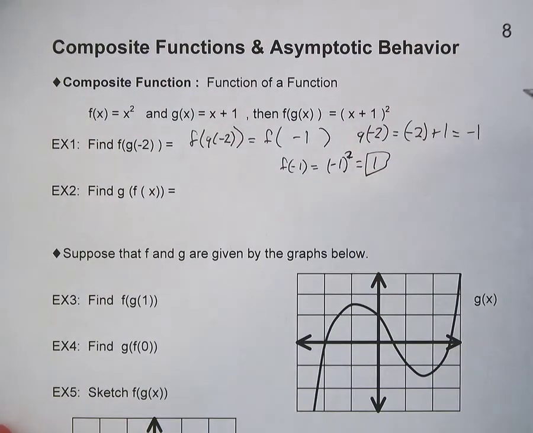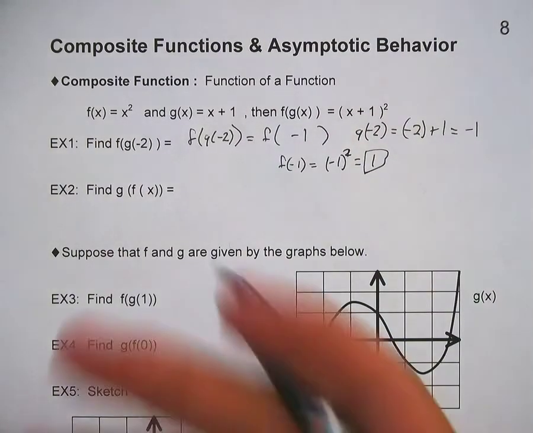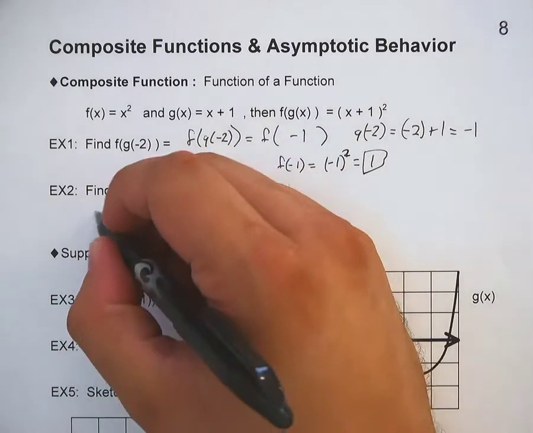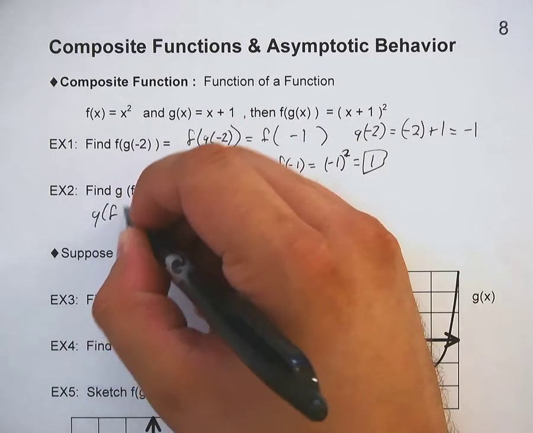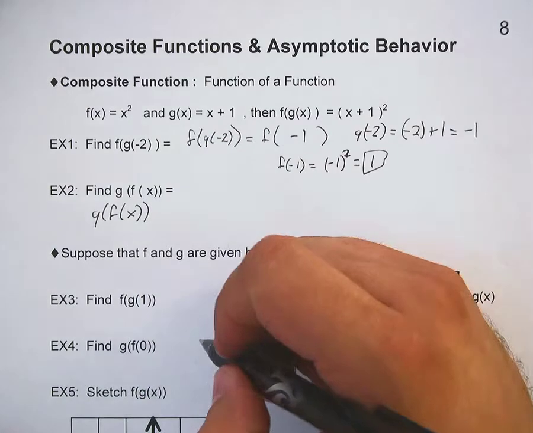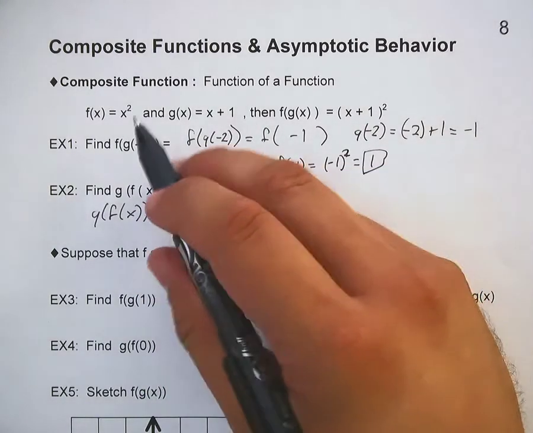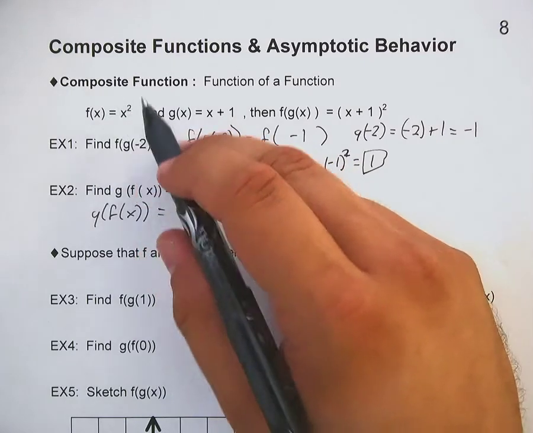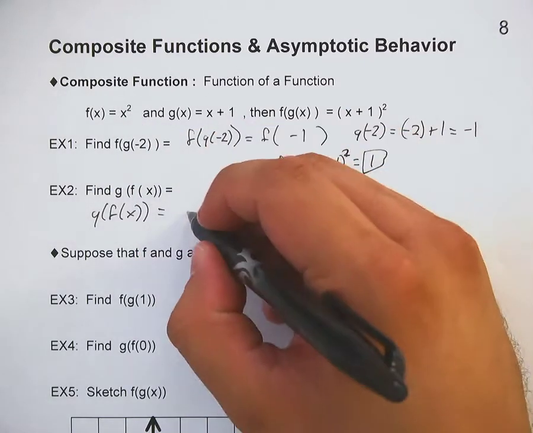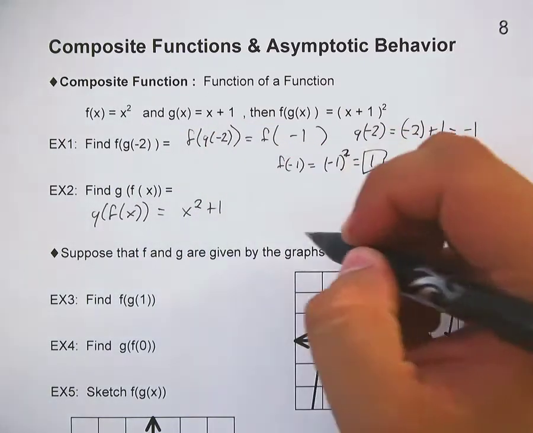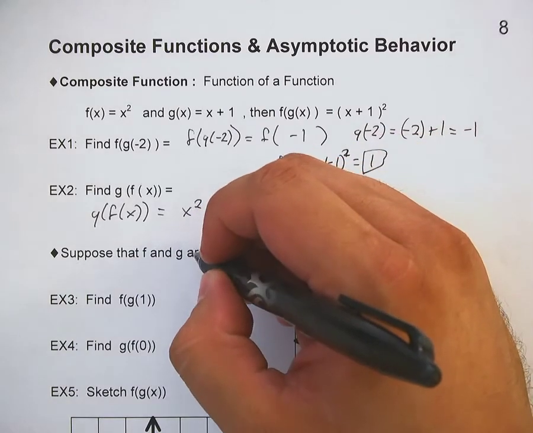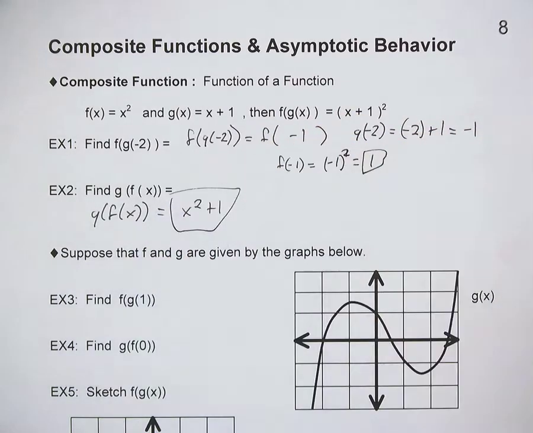Pretty simple. g of f of x, flip it around. So for g of f of x, you're going to put f of x inside of g of x. So x squared is going to go where x is at. Right? That's all there is to it.